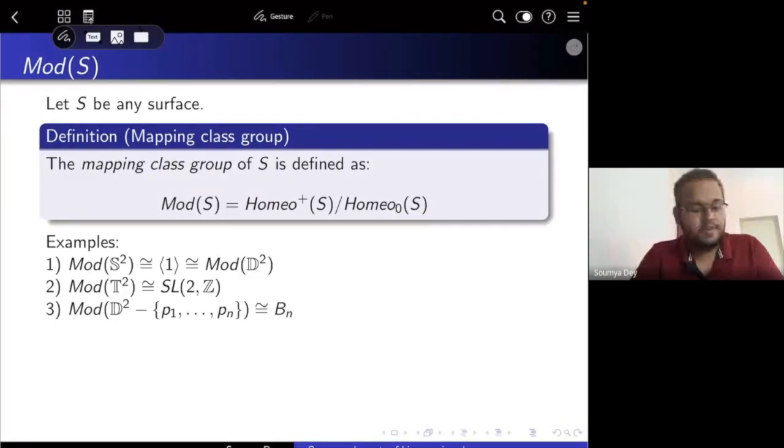All right. So the third example would be something called the braid group. You take the closed unit disk and you remove finitely many points, n points P1, P2, ..., Pn from the interior. And the mapping class group of this space would be the braid group on n generators.